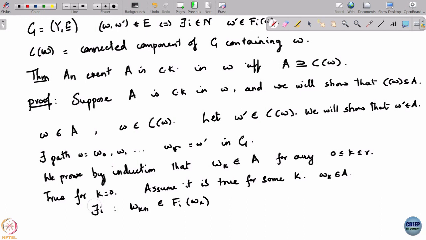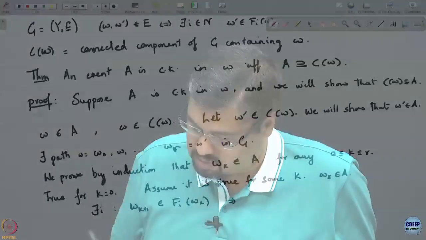Now, omega k plus 1 is in Fi of omega k, which means player i cannot distinguish between omega k and omega k plus 1. Which means that A is common knowledge also in omega k. Okay, so let's go through this step by step. What are we going to show? We will show that A is also common knowledge in omega k plus 1, and therefore omega k plus 1 has to be in A.